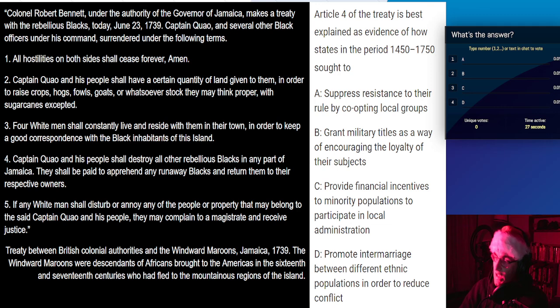Anyway, so this is that peace treaty that they were talking about in the video of the Maroons and the British. This is obviously a slightly modified version of that peace treaty because the full peace treaty was really long. But here are a couple of points from it. And the question here is specifically about Article 4. So it's this part right here. We'll take a minute to read it, and when you're done, you can just type 1, 2, 3, 4 for A, B, C, and D.